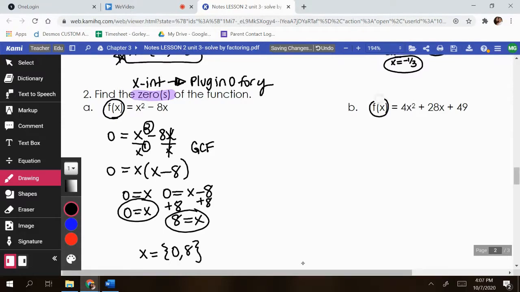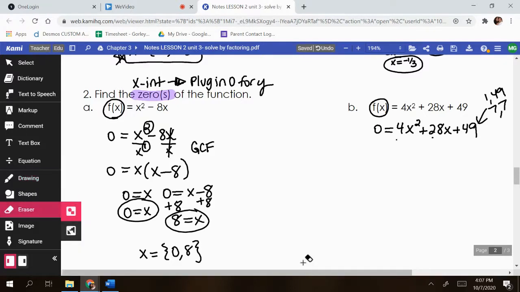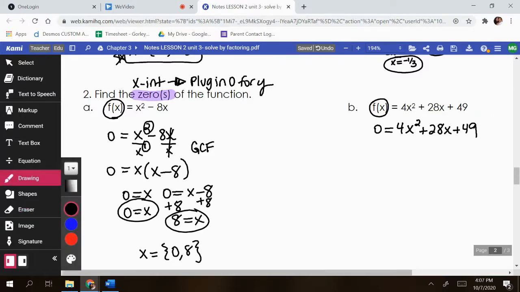Over here, again, I am just setting the equation equal to 0 in order to find the zeros of the function. Does this have a GCF? I don't think it does. 49's factors are 1 and 49 and 7 and 7. And I know 4 is not divisible by 7 or 49. Okay, so let's factor this.